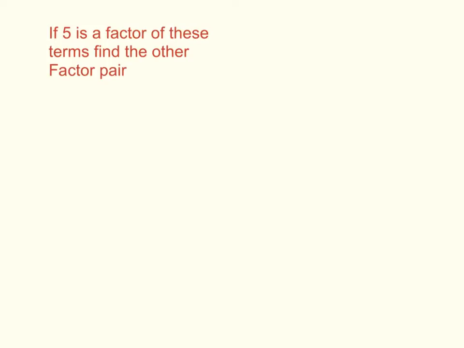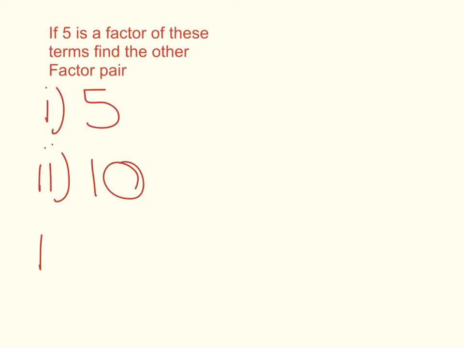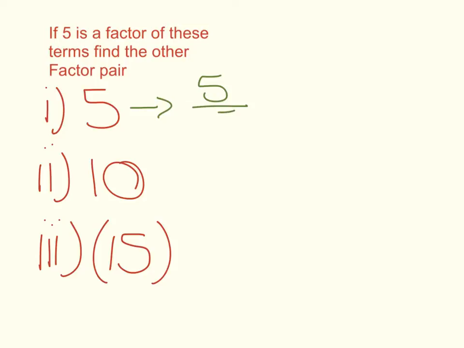If 5 is a factor, we have to find the other factor pair. Our numbers in this example include 5, 10, and 15. So if we have a look at 5, what do we have to multiply by 5 to get 5? The easiest way to do this is to divide. So 5 divided by 5 gives me 1. So my factor pair is 5 multiplied by 1.